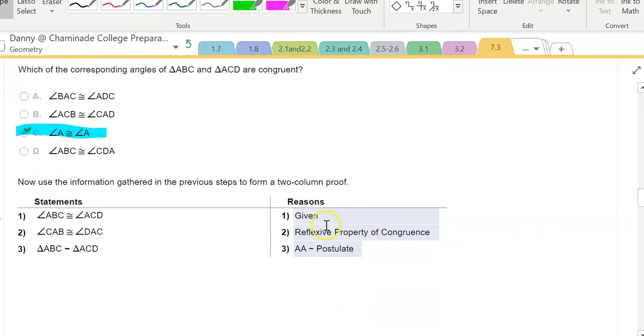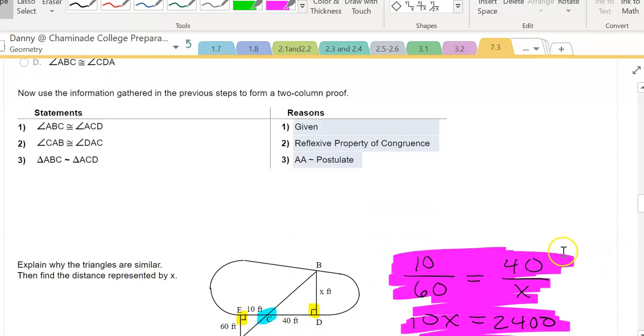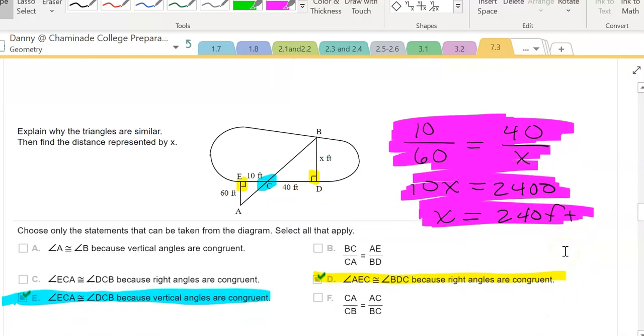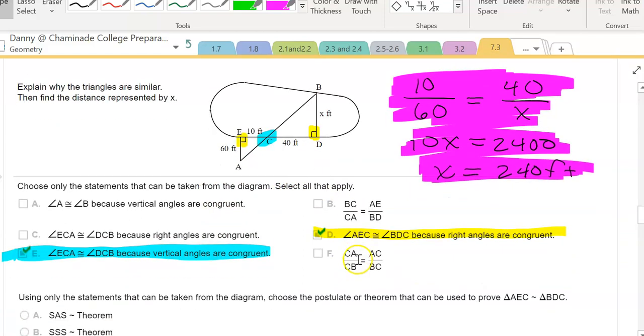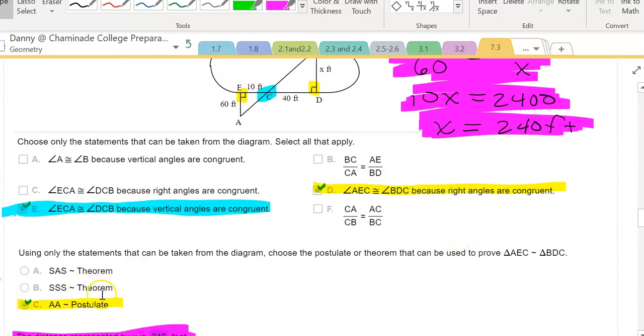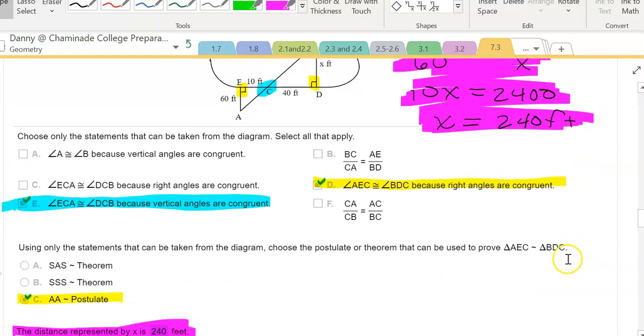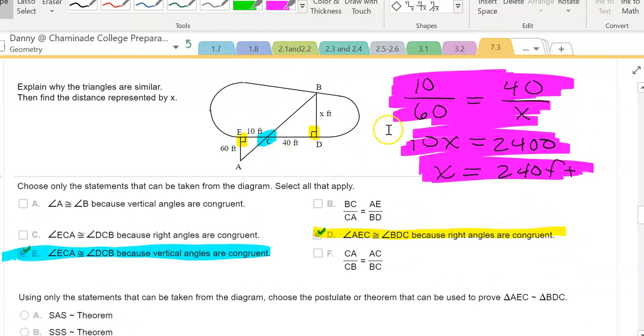And here we're just putting that in the form of a proof. What we're given, the angle A is congruent to itself, and therefore they are similar because of the angle postulate. Here, very similar, vertical angles happening at C. We're given that these are right angles, so those are congruent to each other. Now we have two angles, so the angle postulate, and because of that, we can set up these ratios.